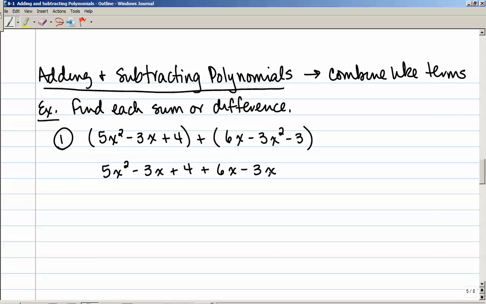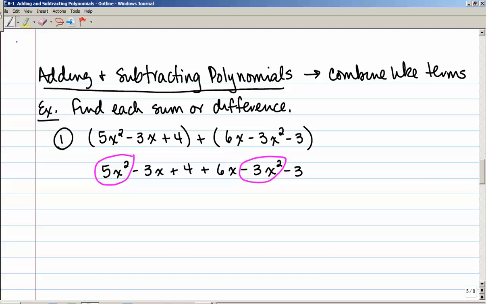Minus 3x squared minus 3. Now I'm just looking to combine like terms. And remember that like terms have exactly the same variables raised to exactly the same powers. And this is where I like to use some colored pencils or highlighters. So here I have a 5x squared, and here I have a negative 3x squared. Be sure you grab that negative in front of it.